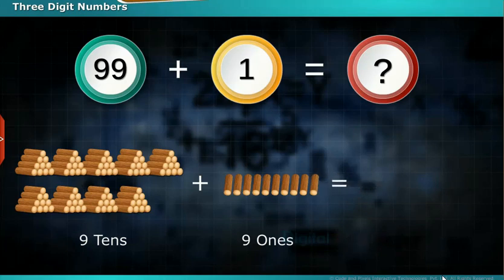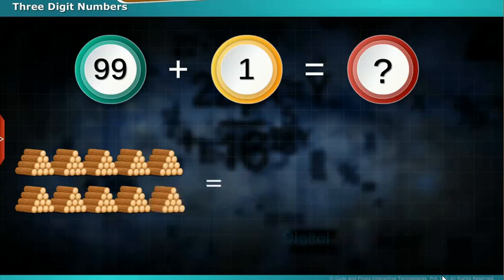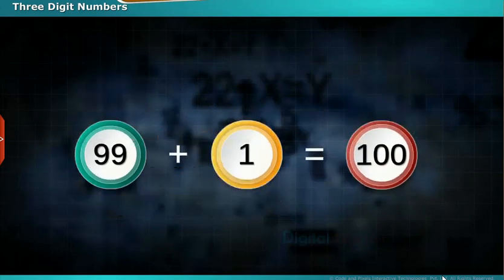By adding the loose sticks in the ones place, we get 10 loose sticks. We know that 10 ones are equal to 1 ten. Here we have 10 tens, which is equal to 100 ones. So the number 99 plus 1 is equal to 100.